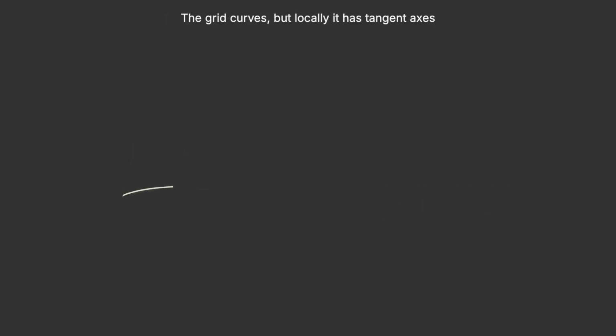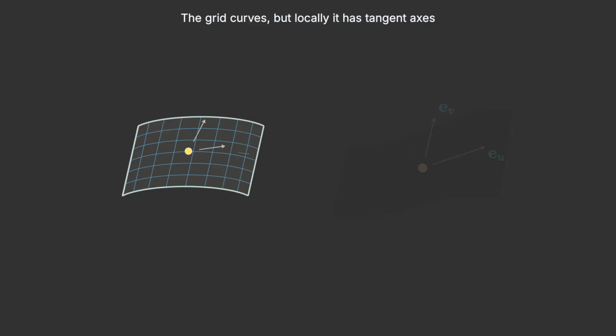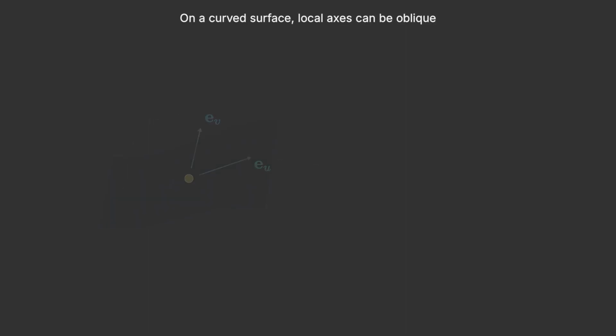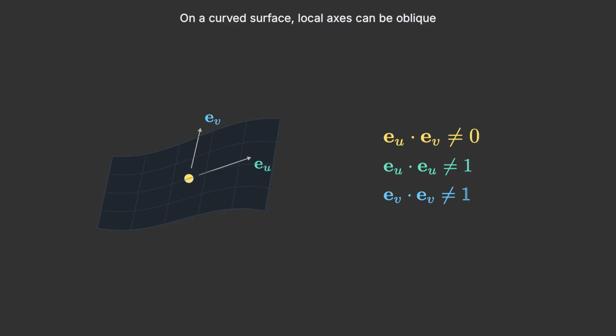The coordinate grid bends with the sheet. At a chosen point, the two coordinate curves have two tangent directions. Those local tangent directions are the local axes of the surface. Now the important difference appears. On a curved surface, the two local axes do not have to be perpendicular. They can be oblique. They can also have different lengths.